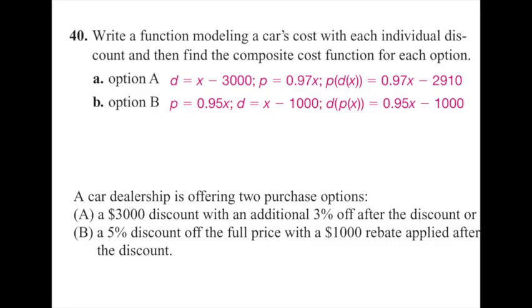For the second one, we have a percent off at 5%, so that's 0.95. And then a $1,000 rebate, that's minus 1,000. But then they say the rebate is applied after the discount. So that means the 5% goes first, and then the rebate is applied. So percent first, then rebate. So you're going to take the percent and plug it in, which is where we get 0.95x minus 1,000. So these are my two options.